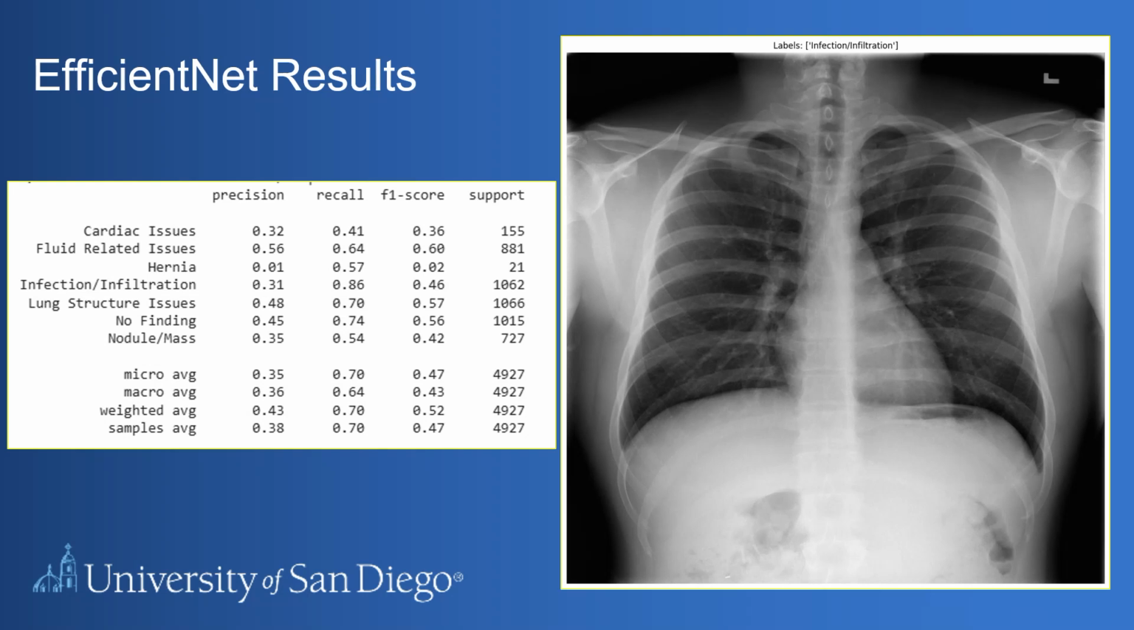We evaluated our final EfficientNet model on a holdout test set of 4,927 chest X-rays labeled across the same 7 diagnostic categories as our other models. After applying per-class thresholds, the model achieved a macro F1 of about 0.43, a micro F1 of 0.47, and a micro recall of 0.7.